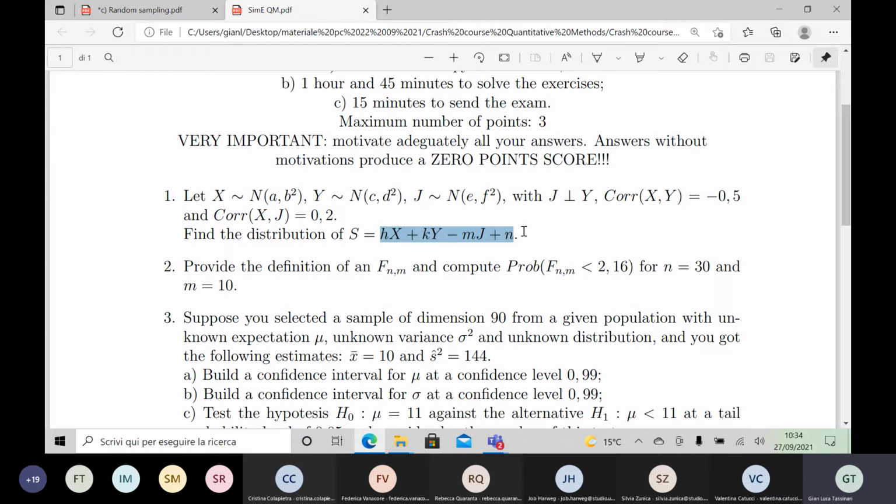So it's this one. S is a linear combination of x, y, and j. So it's a linear combination of normally distributed random variables with coefficients h, k, and minus m. We also have an additive constant. So this is still normal.